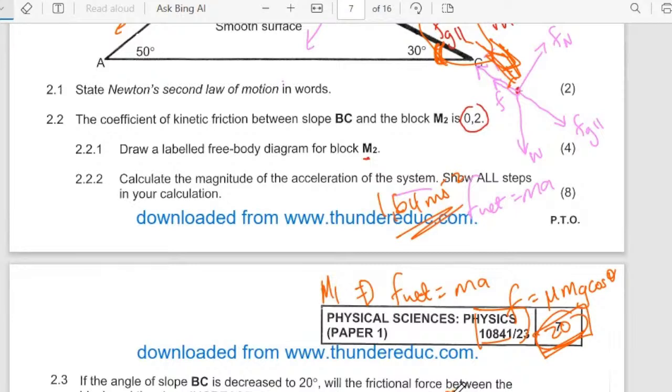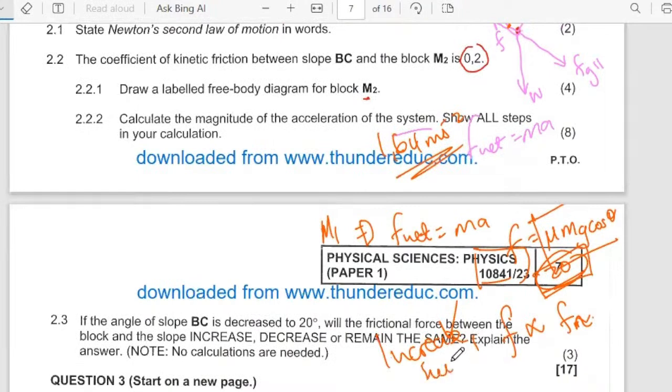And what will be the explanation? We know that frictional force is directly proportional to the normal force. So if the inclination is small, which means the normal force is going to be big. It's increasing because the frictional force is directly proportional to the normal force. Hence, the frictional force increases. Okay, guys, that's question number 2.